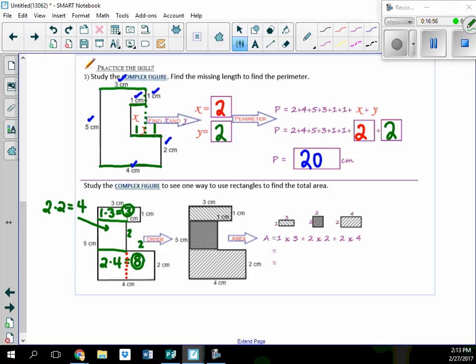All right, so going over to our number sentence here, we had 1 times 3, which was the top here, and that was 3. We had the square in the middle, that was 2 times 2, and that's 4. We had the bottom part that was 2 times 4, and that is 8. So if we add all that up, we would get 15 centimeters squared. All right, let's go to our next page, and you're going to see another really cool strategy here.